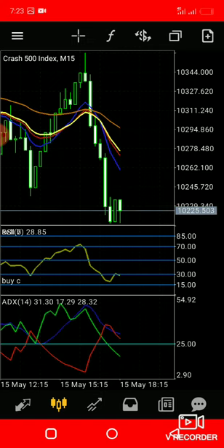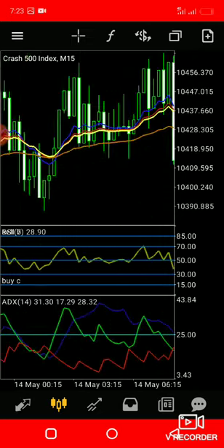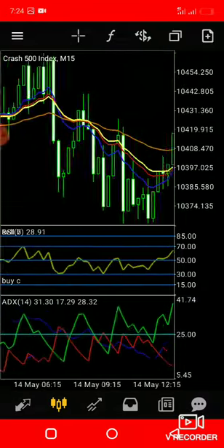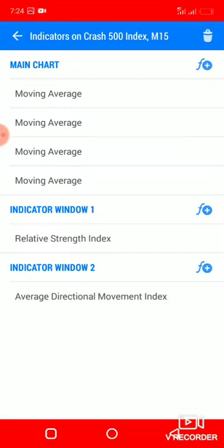We're going to do another video where we explain the strategy setup and take some trades based on the strategy. For now, this is how the strategy works. And if you want to know the indicators, as you can see, they are the moving average, the relative strength index, and the average directional movement index. So these are the indicators for the crossover strategy.